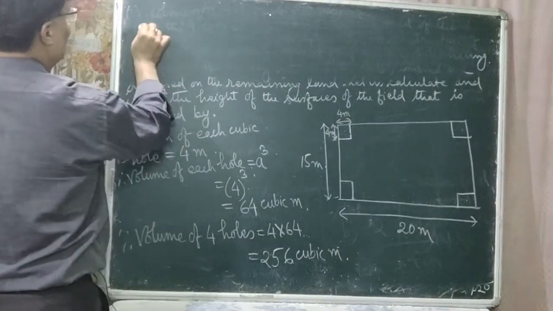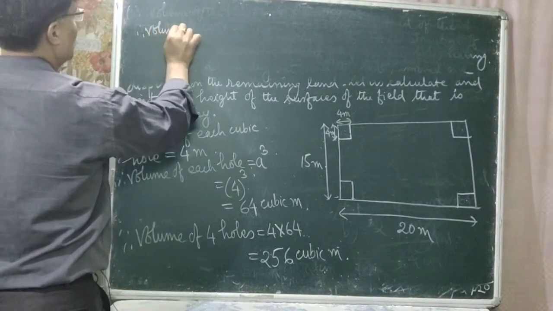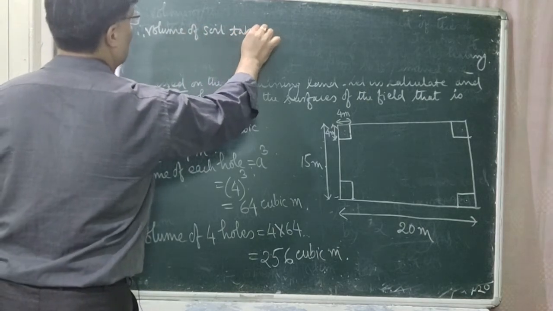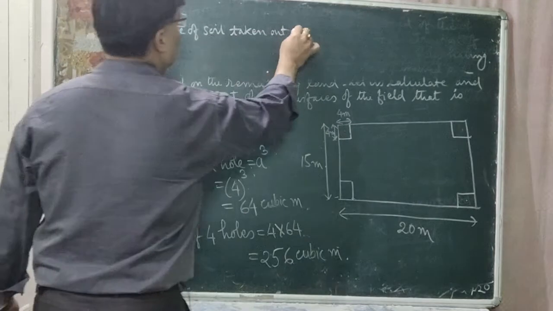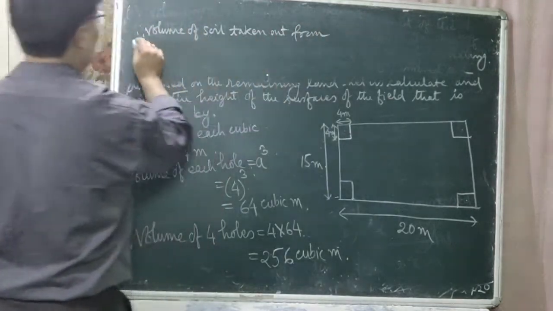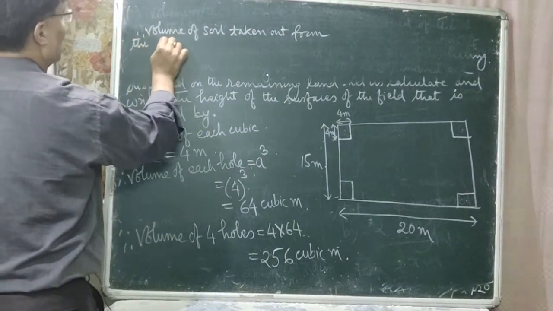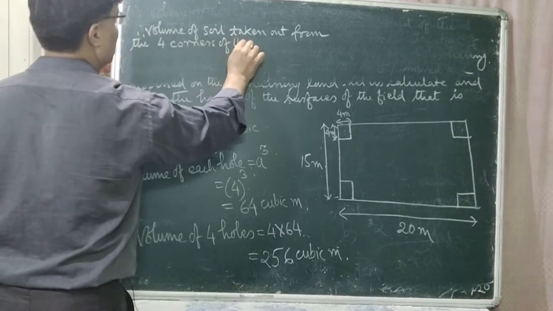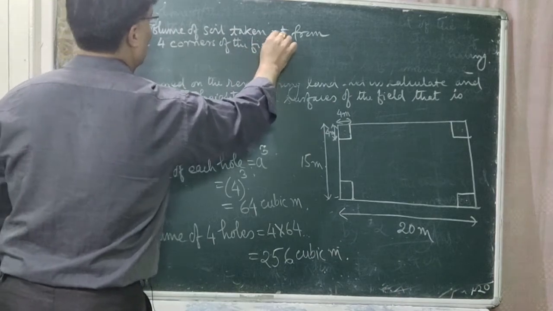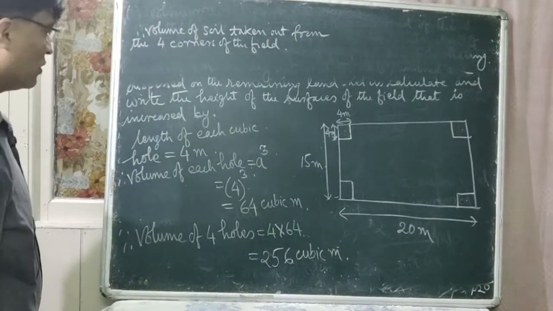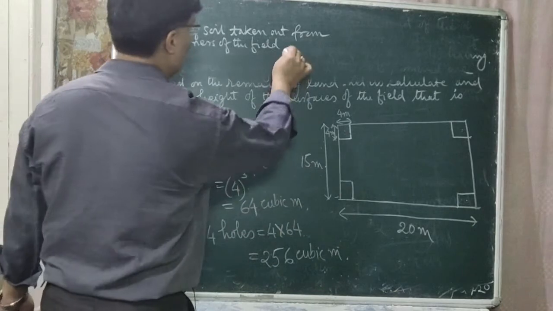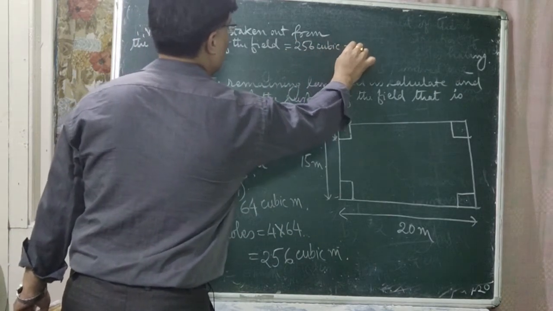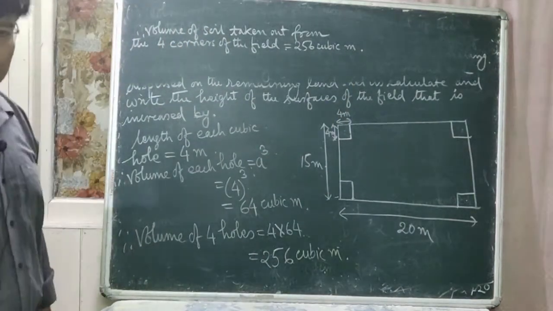So therefore, volume of soil taken out from the four corners of the field is equal to 256 cubic meter. So I think you have understood this.